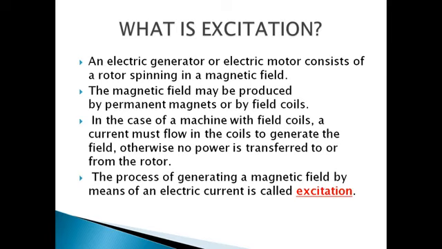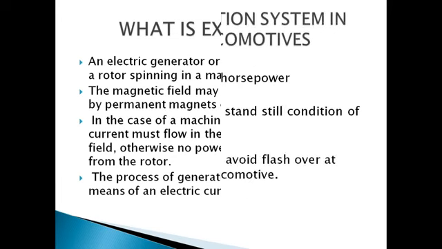So, what actually is excitation? An electric generator or electric motor consists of a rotor spinning in a magnetic field. The magnetic field may be produced by permanent magnets or by field coils. In the case of a machine with field coils, a current must flow in the coils to generate the field. Otherwise, no power is transferred to or from the motor. The process of generating a magnetic field by means of an electric current is called excitation.